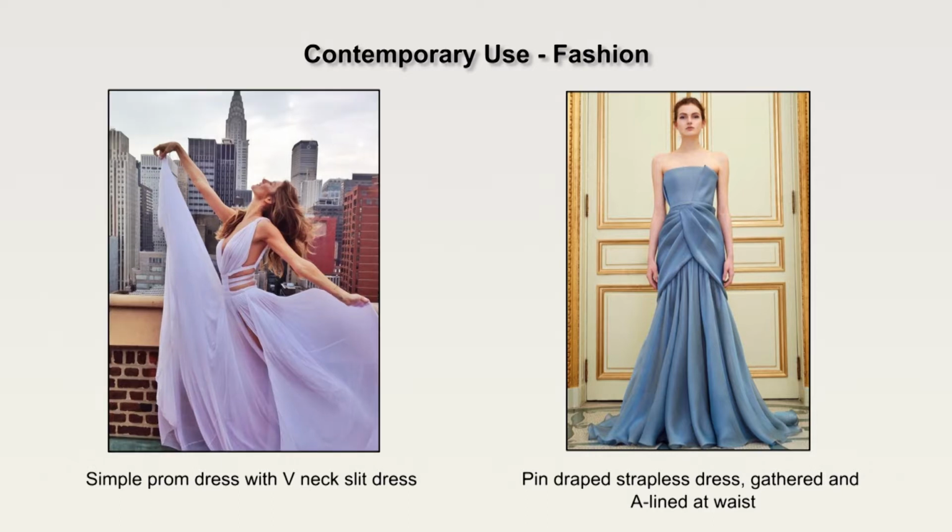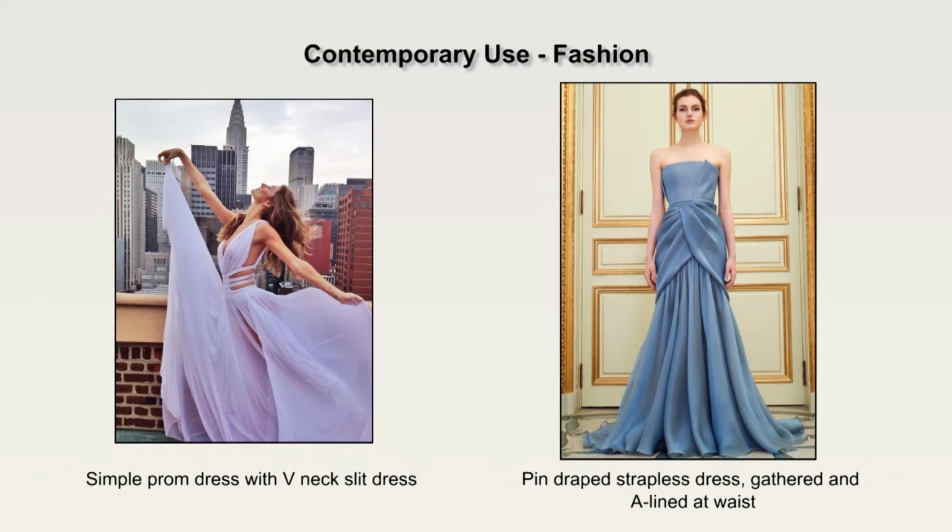What we are seeing on the left is a single prom dress with A-line and V-neck slit. On the right is a pin draped strapless dress, gathered and A-lined at the waist.